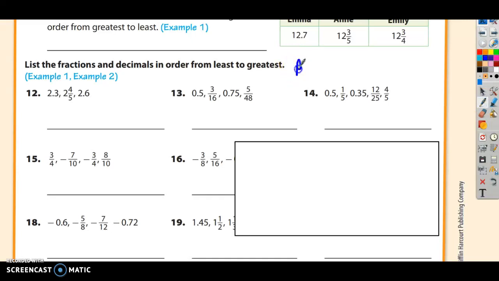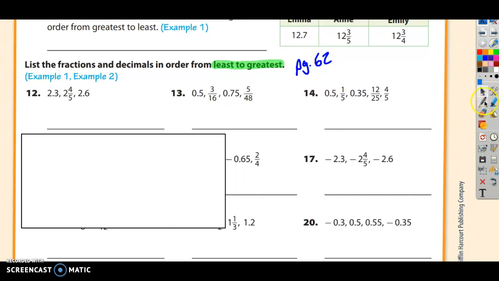Alright, we are on the bottom of page 62, and the directions read, list the fractions and decimals in order from least to greatest. So we're going to try several different strategies here. Sometimes we will convert to decimals, other times we'll convert to fractions, and other times we will compare the numbers to 1/2 and put them in order that way. So pay attention to different strategies. Use my whiteboard right here, and let's begin.